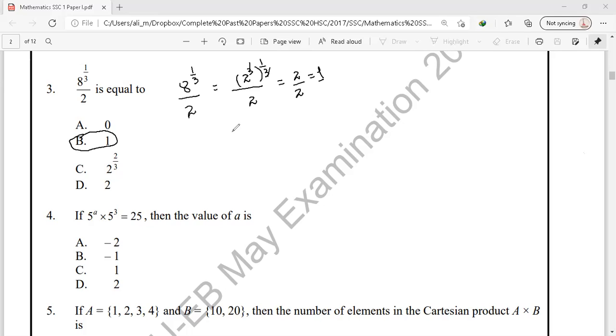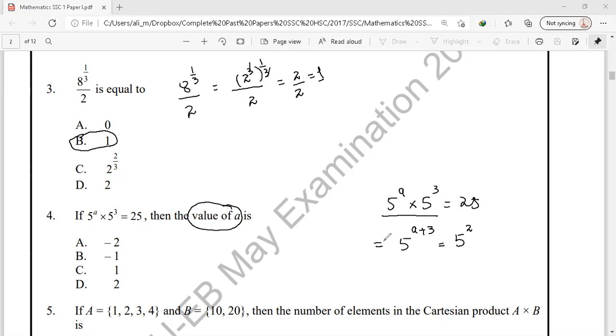In question number 4, we have to find the value of A. So let's see how we can do this. 5 raised to the power A into 5 raised to the power 3, and this is equal to 25. So here we have the same bases that are multiplied. So we can add the powers, 5 raised to the power A plus 3, and 25 is equal to 5 raised to the power 2.